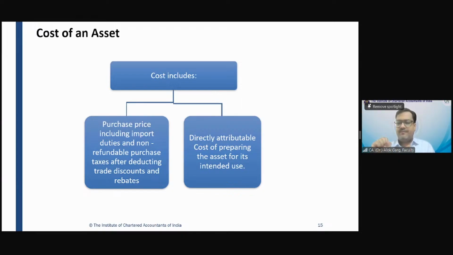have been incurred. If you do not buy the intangible asset, will you get the installation of that software done? No, you won't, correct? If you do not buy the machine, will there be transportation of the machine? No. So directly attributable cost means had that asset not been acquired, the cost would not have been incurred. Simple. Okay.